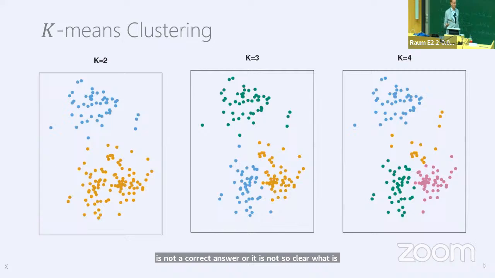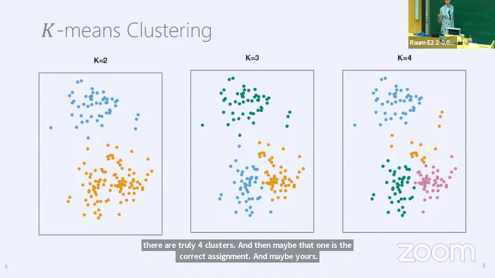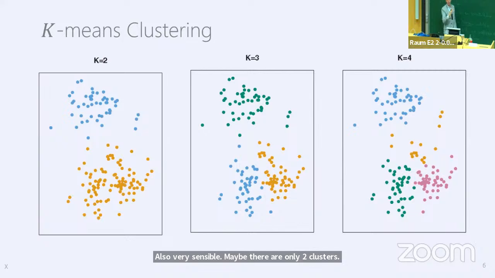Maybe there are truly 4 clusters, and then maybe that one is the correct assignment, and maybe yours is also very sensible. Maybe there are only 2 clusters. Well, then it's reasonably easy, right? If you would slice it differently, then it would be weird. But it's not just difficult to identify the number of clusters. It's like, what is a correct clustering? Clustering is a very fuzzy notion. What is similar, what is not?